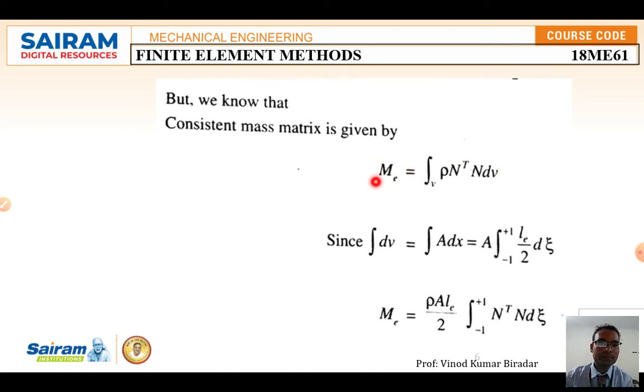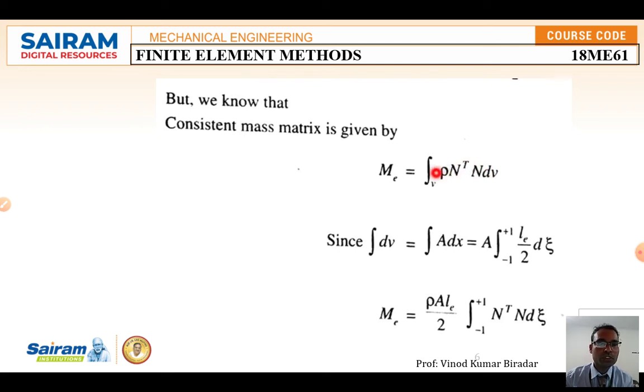The elemental mass matrix is equal to the integration over the volume of mass density times n transpose n dv. Here the change in volume is nothing but the area. The mass density is a constant term, so we know the shape function n and transpose of n. Substitute these two values in this equation.